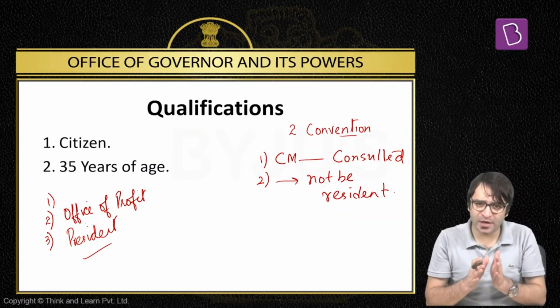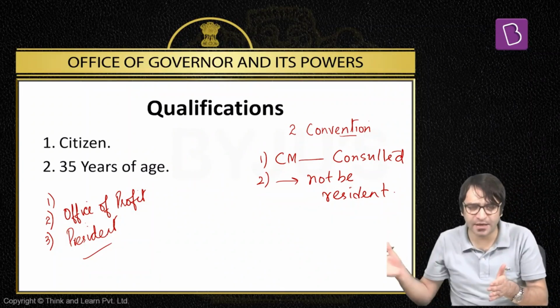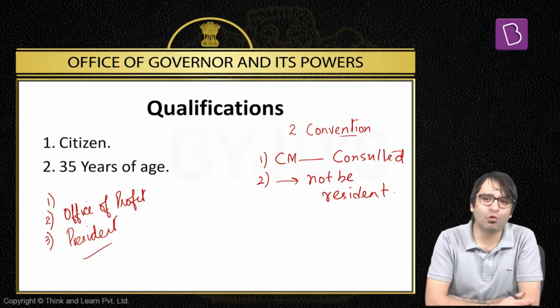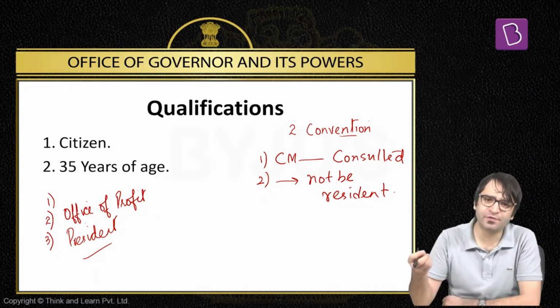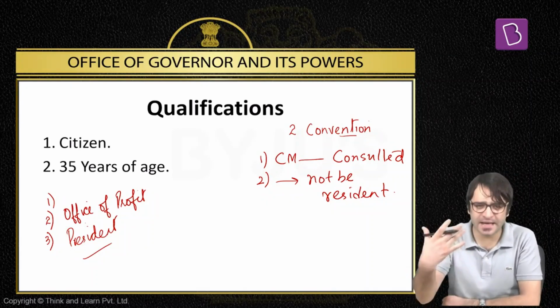Now I'm appointed as the governor. I'm appointed as the governor to a state by the president of India based on the recommendation of the prime minister. But before I enter into office, I will be administered the oath of office. And who will administer the oath? The Chief Justice of that High Court. I'm appointed as the governor of Karnataka. My oath will be administered by the Chief Justice of the Karnataka High Court. If she is not present, then the senior most judge of the Karnataka High Court.